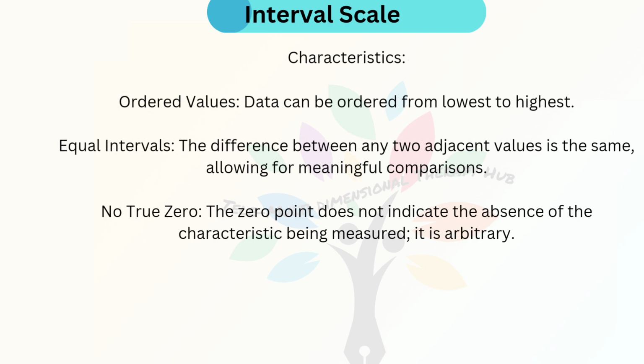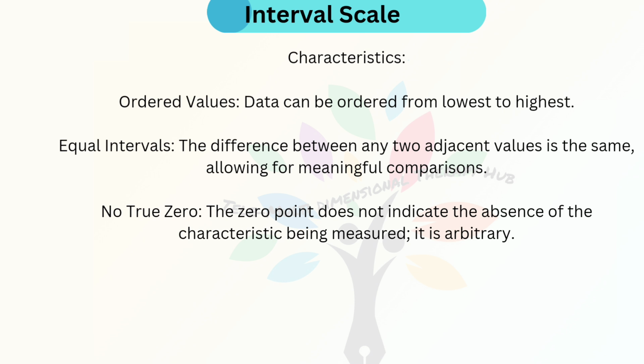The first is ordered values. Data can be ordered from lowest to highest. Example, 10 degrees Celsius is lower than 20 degrees Celsius, and 20 degrees Celsius is lower than 30 degrees Celsius. Next point, equal intervals. That means the difference between any two adjacent values is the same, allowing for measuring comparison. For example, the gap between 10 degrees Celsius and 20 degrees Celsius is the same as between 20 degrees Celsius and 30 degrees Celsius.